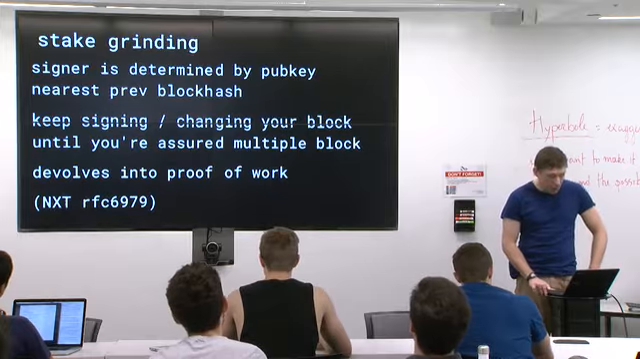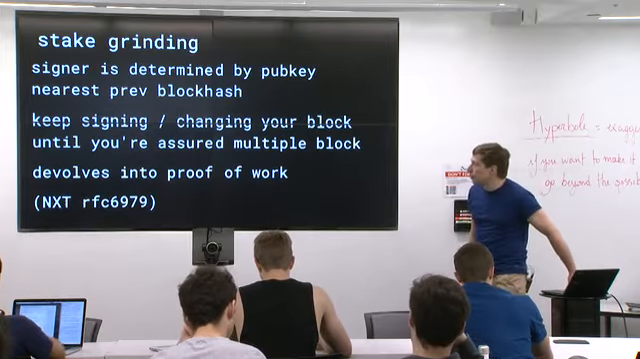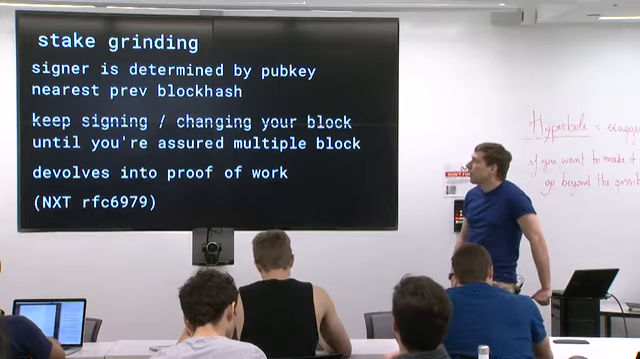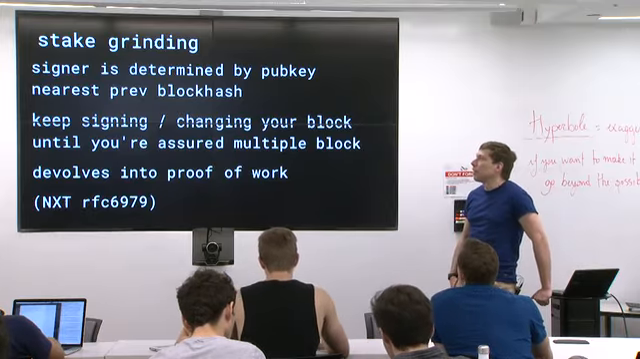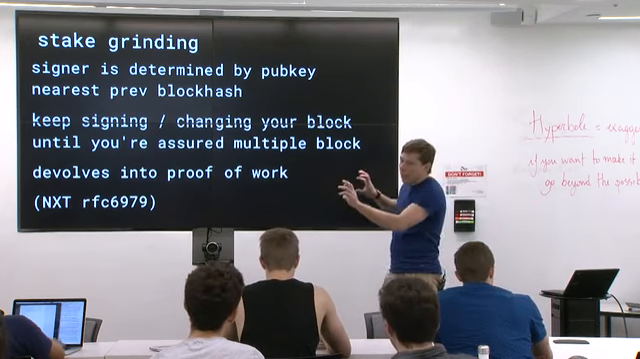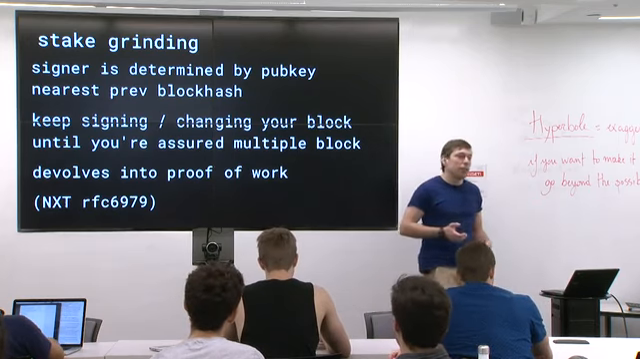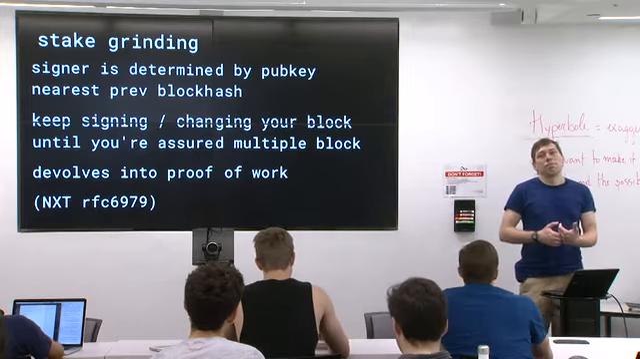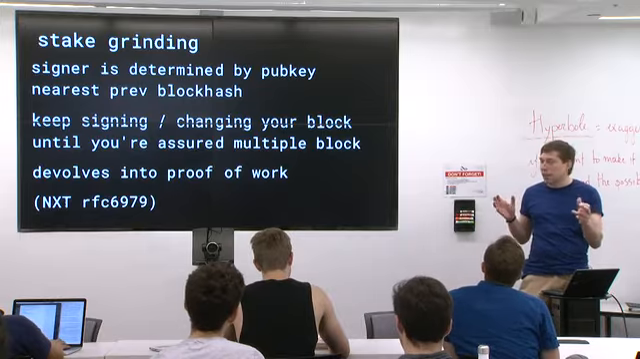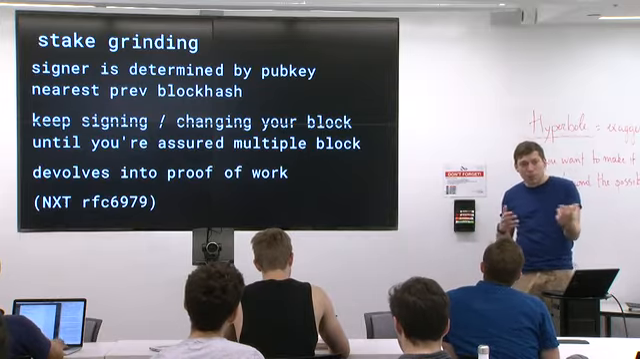Here's some issues. Stake grinding. For example, let's say you have a system where the signer of the next block is determined by the public key nearest to the previous block hash. So I'm looking at the current block hash. Who gets to sign next? Well, whoever's key is closest. Use XOR: just treat the hash as a number and treat the pub key as a number and see which is closest.